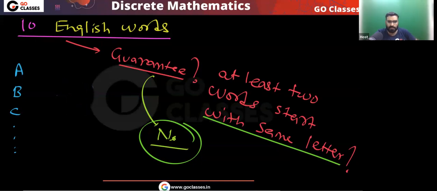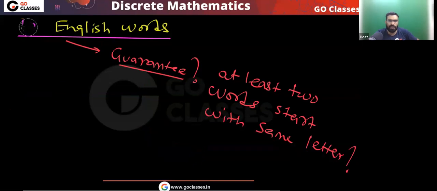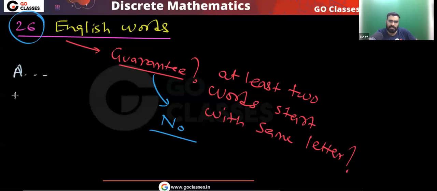There is no guarantee. Now, the same question, if I give you 26 English words, now tell me, can you guarantee? Again, there is no guarantee. Remember, again, there is no guarantee, because maybe one word is starting like this, another word is starting with B, another word is starting with C, another word is starting with Z. So again, there is no guarantee.